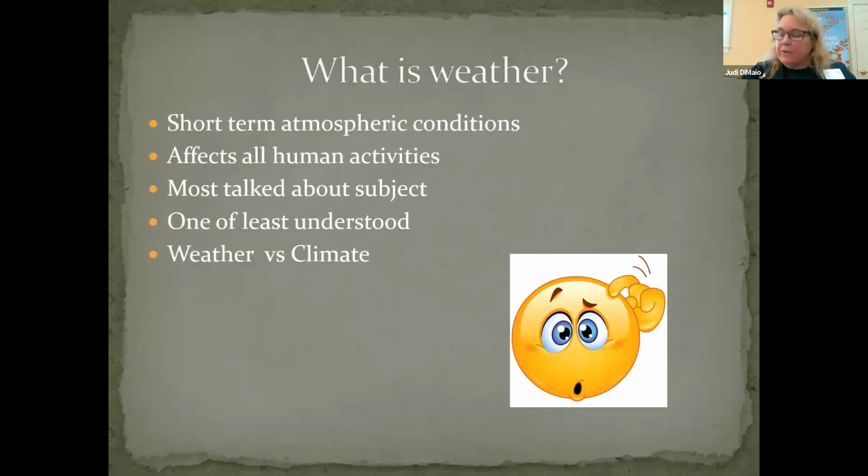So first of all, what is weather? Something that everybody talks about. It's one of the few things that affects everybody on the planet. It's the most talked about subject and one of the least understood. The easiest way to understand what weather is, it's a bunch of events that happen in our atmosphere on a daily basis. So what is the difference between weather and climate? Climate is a weather pattern that's measured over a long time, like several decades.